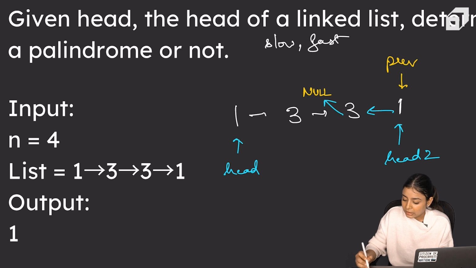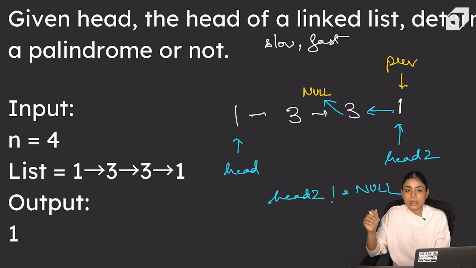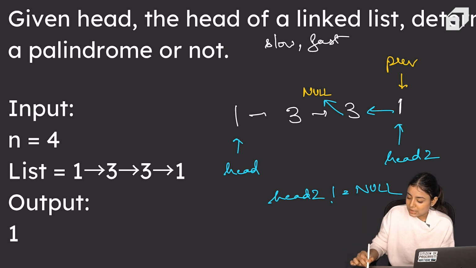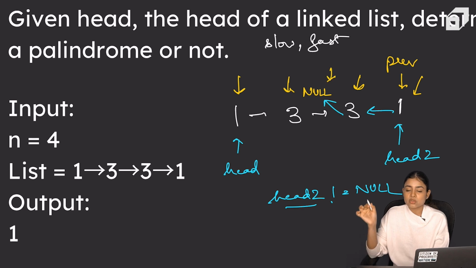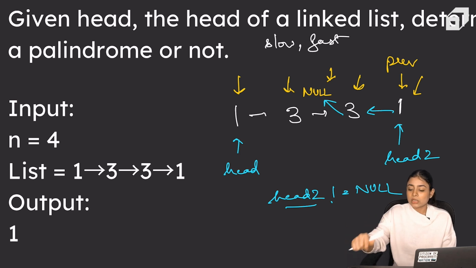So basically I'll compare these two linked lists till head 2 does not become equal to null, because the second part of my linked list will be the shorter one, right? So just as head 2 becomes null, I'll stop comparing. Until that, I'll just check if these two linked lists are equal or not. When I start checking, I'll see 1 and 1, they're equal, 3 and 3, they're equal, and in the next chance head 2 will reach null, and that's when I'll stop comparing and return true, because so far the linked lists were equal.